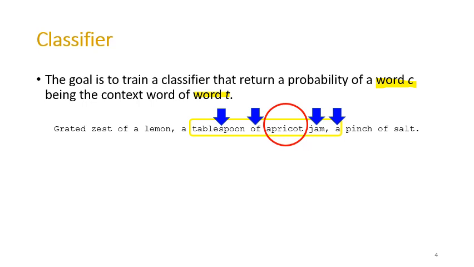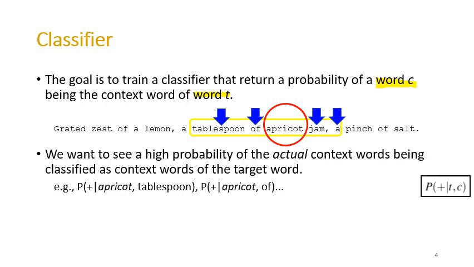Of is a context of apricot. So we want to have a high probability saying that yes, the word of is the context of apricot. The same thing for the word jam and the word a. So in other words, we want to see a high probability of the actual context words being classified as the context word of the target word.